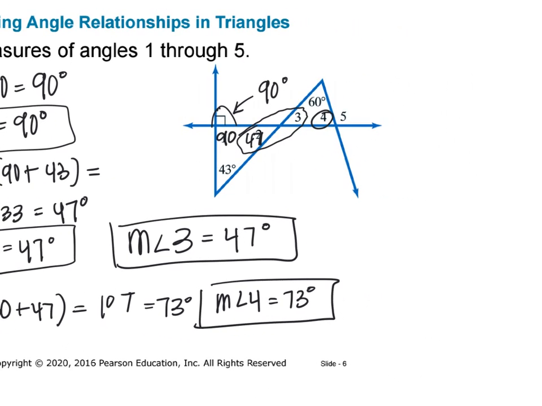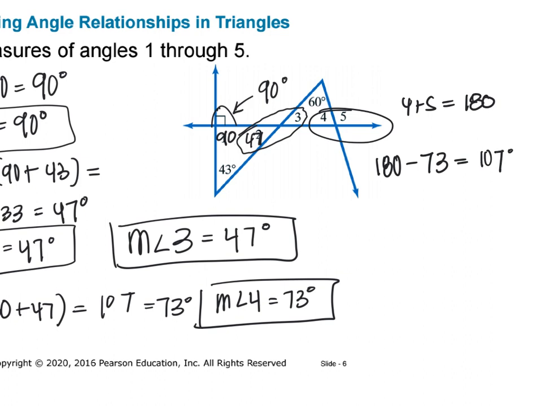All right. Now we can use what we know about these two angles, that 4 plus 5 is going to equal 180. So we can do 180 minus 73, which would give us 107. Because we kind of already did that at this step. Let's write it out. So the measure of angle 5 is 107 degrees.